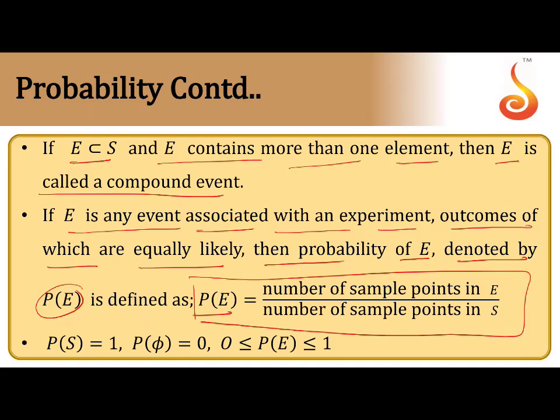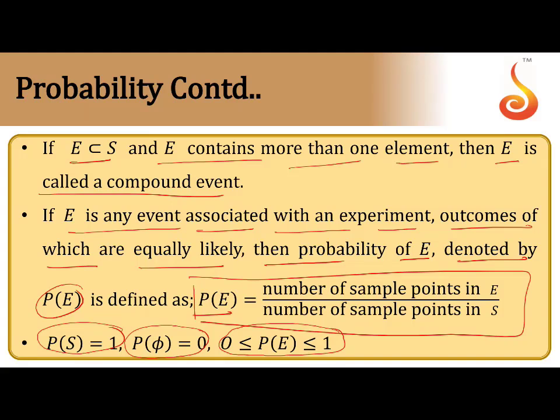Now next, P of S equal to 1. S is a subset of itself, so the number of sample points in S by the number of sample points in S. Both cancel, giving 1. P of phi equal to 0. The probability of an impossible event is always 0. The probability of a sure event is 1. The probability of an impossible event is 0. So the probability of any event always lies between 0 and 1. Sometimes when you are solving questions, they give options. If any option given is more than 1, you should not take it, because that is a probability of a particular thing.